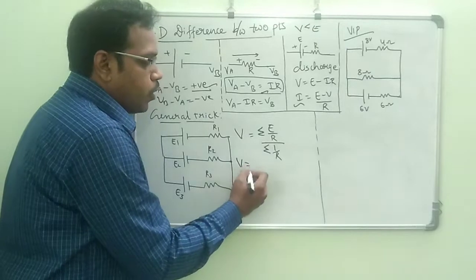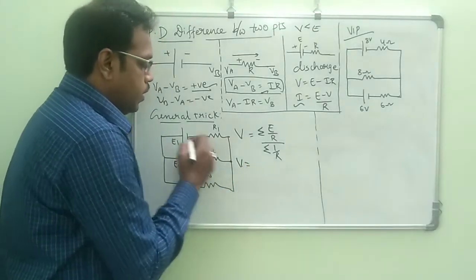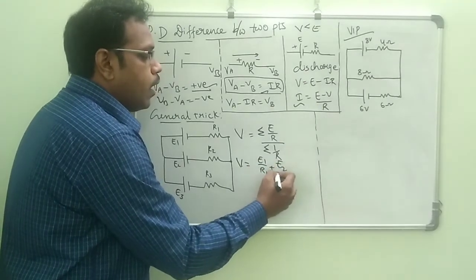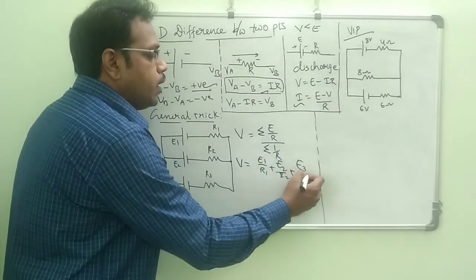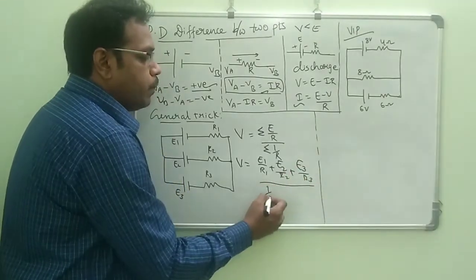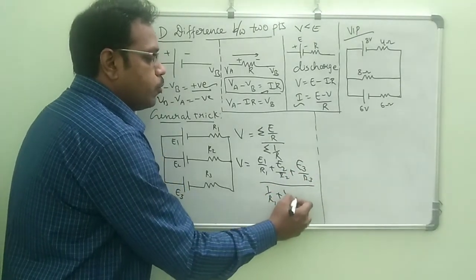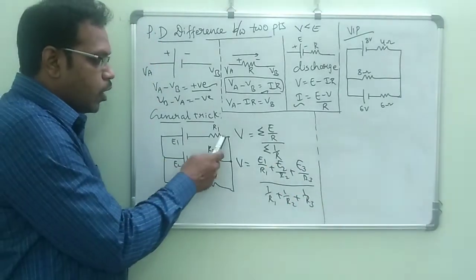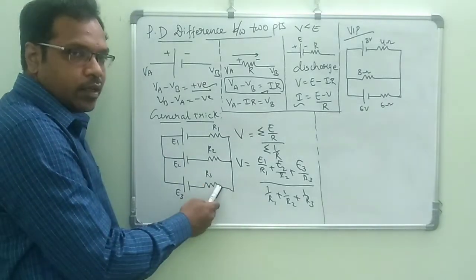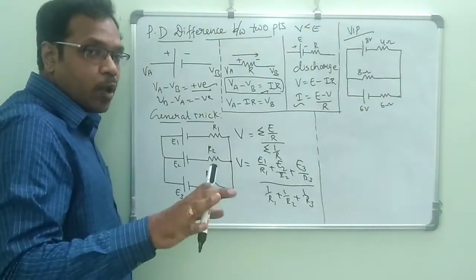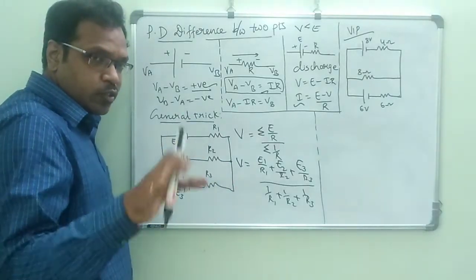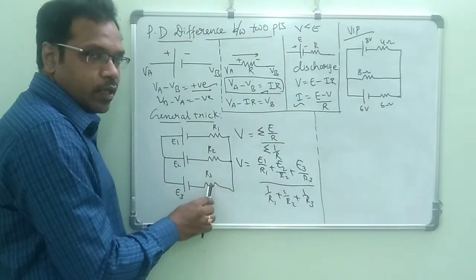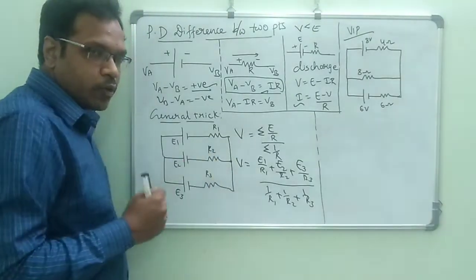So V is equal to E1 by R1 plus E2 by R2 plus E3 by R3, divided by 1 by R1 plus 1 by R2 plus 1 by R3. The R may be the internal resistance also, no problem. Like this, you find the common potential.